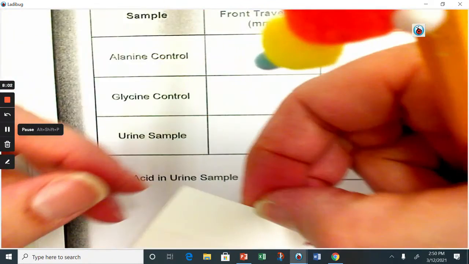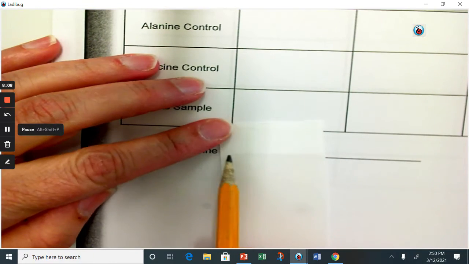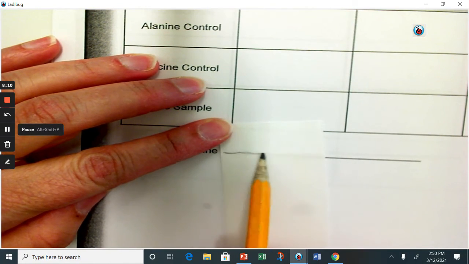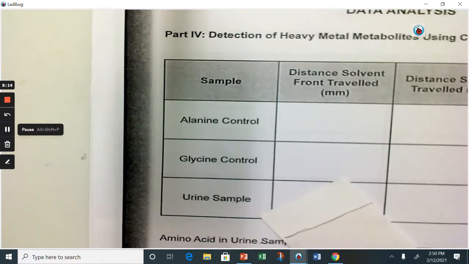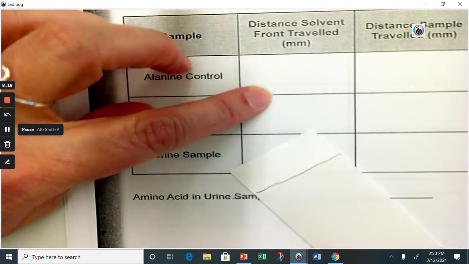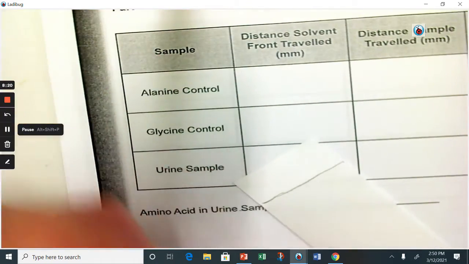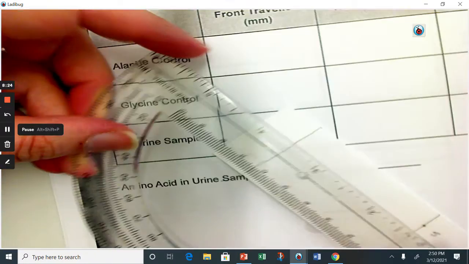Okay, guys, so the solvent's run. It's hard to see it with the lighting, but the solvent top is right here, so I'm going to make a mark with a pencil. That tells me the distance the solvent traveled. And then I'm going to measure that because that goes into this part where it says how far did it travel.